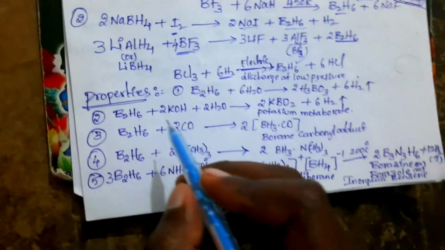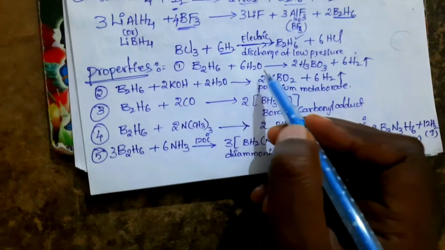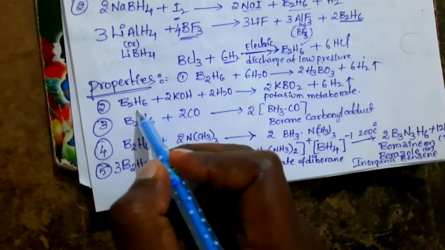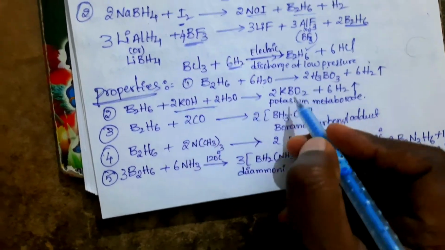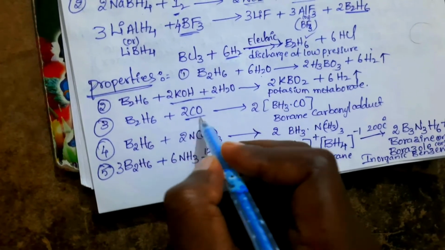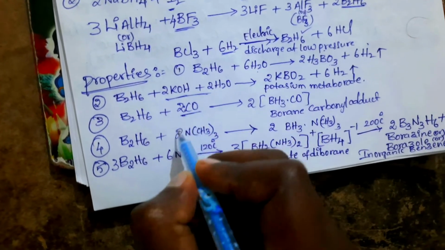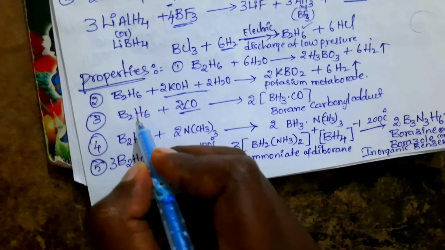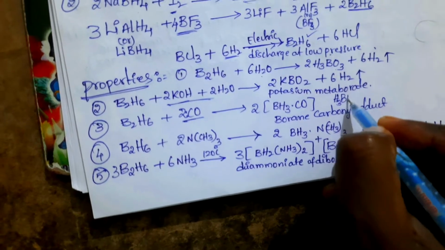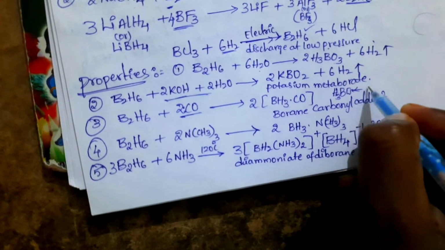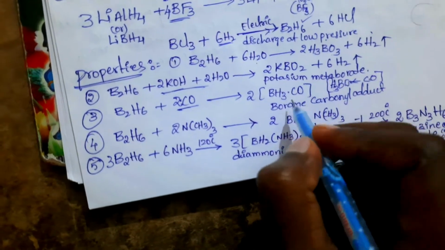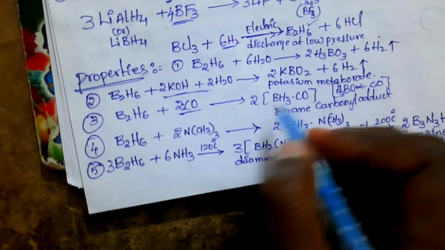You can see here the properties of diborane. B2H6, whenever it reacts with water, it forms boric acid and hydrogen. Diborane reacts with potassium hydroxide and forms potassium metaborate. Now diborane on reaction with carbon monoxide: the carbon, containing a lone pair of electrons, is donated to the borane molecule, which has a vacant orbital, so it can accept the pair of electrons from carbon monoxide. So it forms a dative bond between carbon monoxide and borane. It is called borane carbonyl adduct.